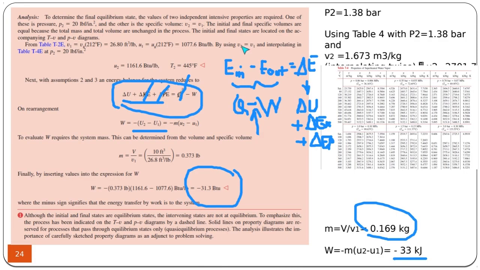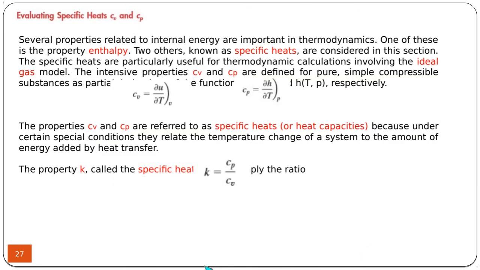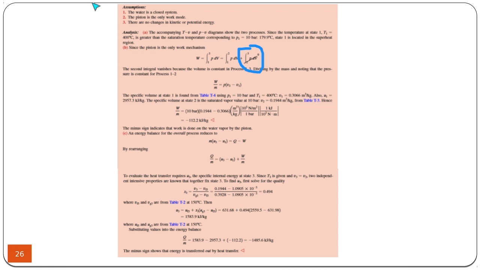So you write this energy equation, Q minus W is equal to delta U plus delta kinetic energy plus delta potential energy. And by making the necessary simplifications, you can cancel the kinetic and potential energy terms. Then you are left with the delta internal energy being equal to Q minus W. So the heat transfer is the change in the internal energy plus the work per unit mass.